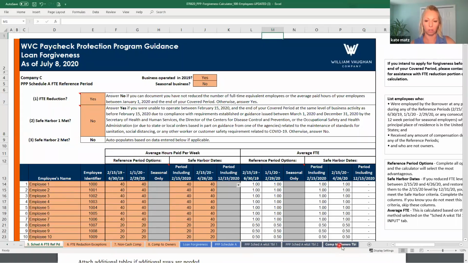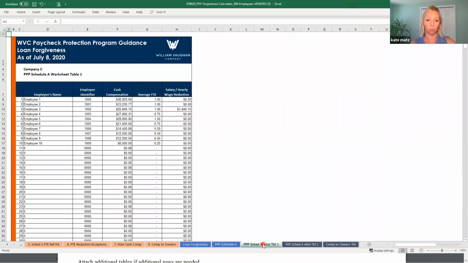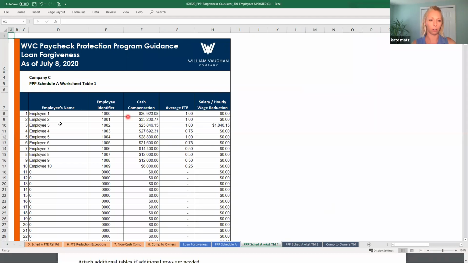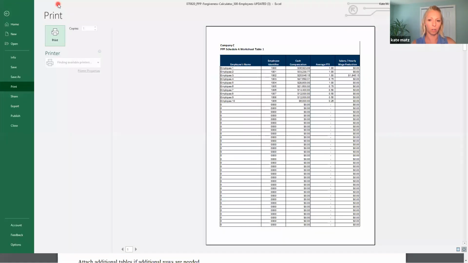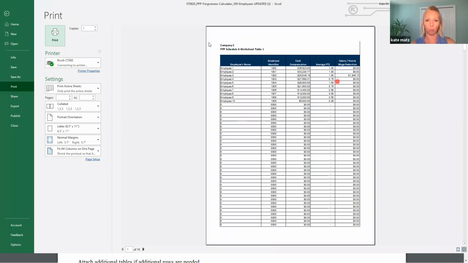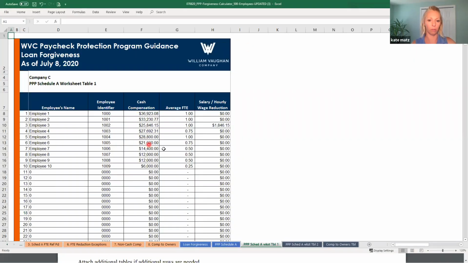And again, these dark bluish gray tabs here are the ones that are going to be able to be used as attachments for that page. So we've got each of the employees, their identifier, cash compensation, FTEs for that covered period, and then if there was any salary or hourly wage reduction. So if you printed that, it would just print out with your name and the table name, and then all of the information that you would need to provide there.